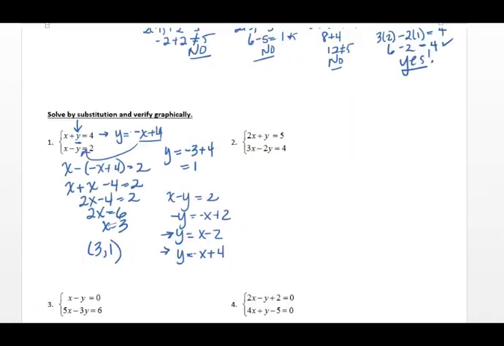So let's try another one. So I'm going to pick an equation that has a variable by itself if I can. So I'm going to choose this first equation and solve it for y.